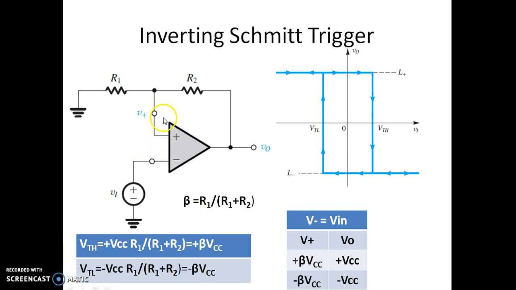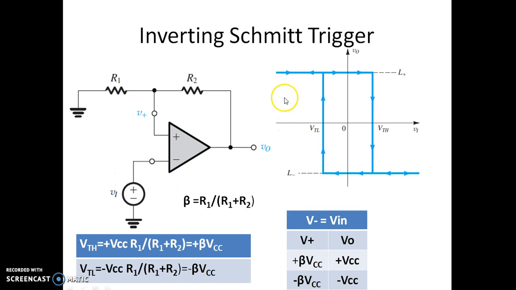Of course, we have used resistors R1 and R2 for the feedback. R2 is the feedback resistor which is connected from the output to the input. So R1 is the reference now. We represent a parameter, beta, which is nothing but R1 divided by R1 plus R2.